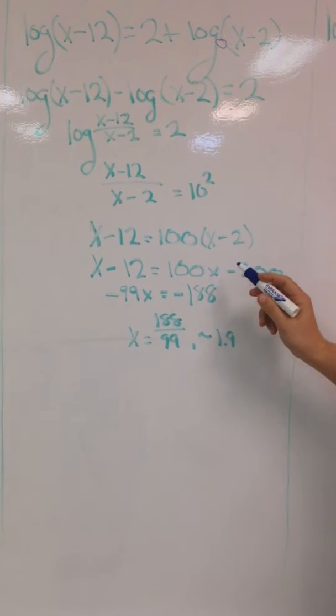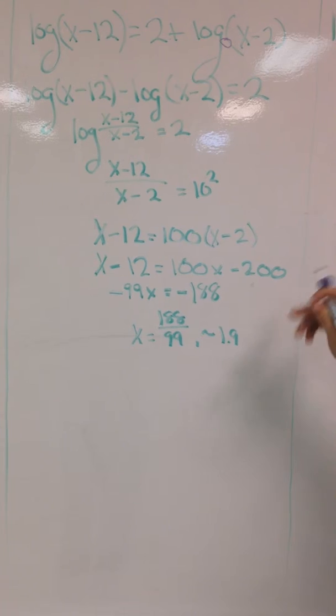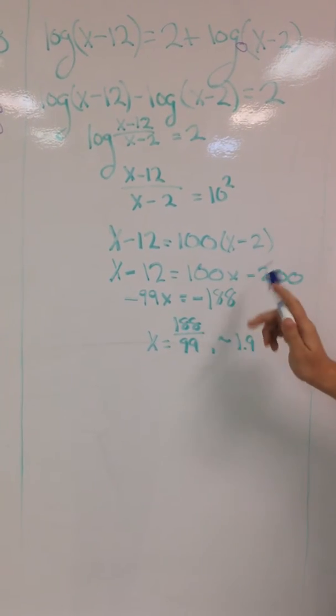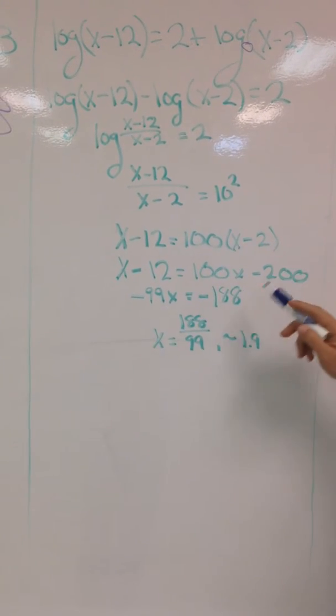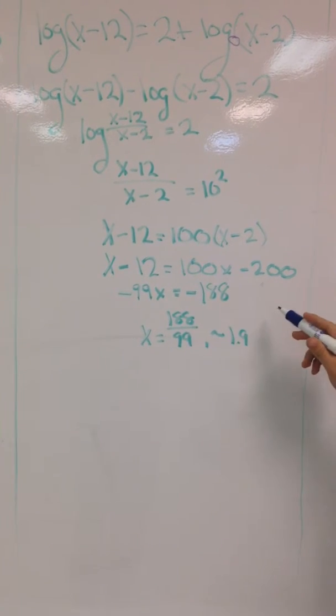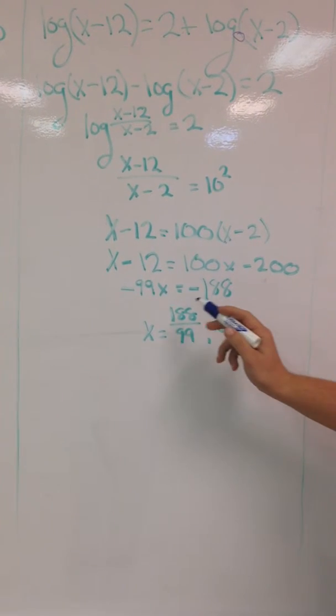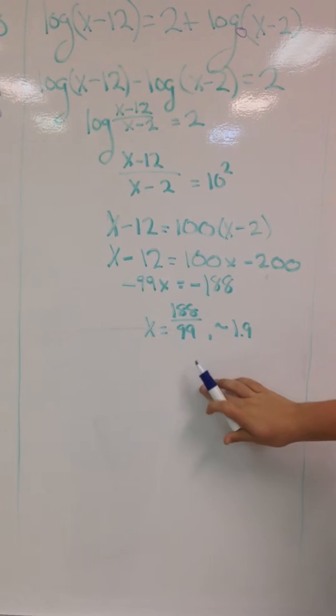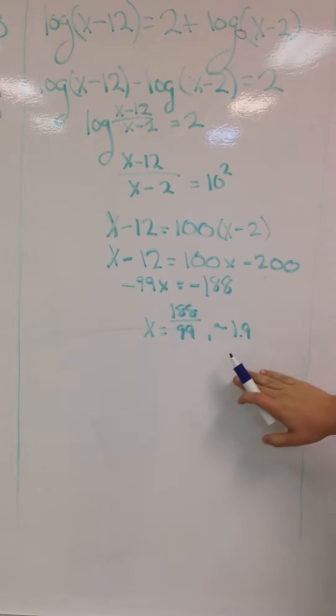Then you would move common parts together. So you'd subtract the 100x to the other side and move the 12 to the other side. So you'd have negative 99x equals negative 188. And then you would divide both sides by negative 99, and you'd get 188 over 99, or approximately 1.9.